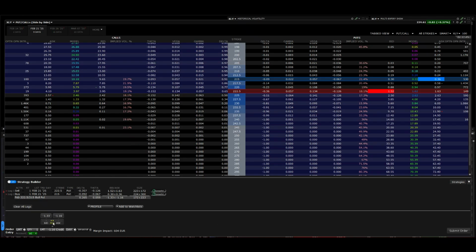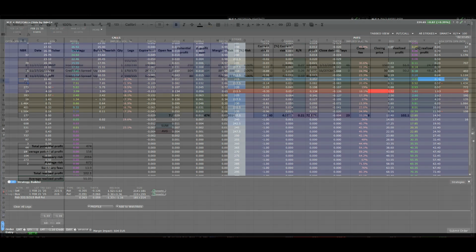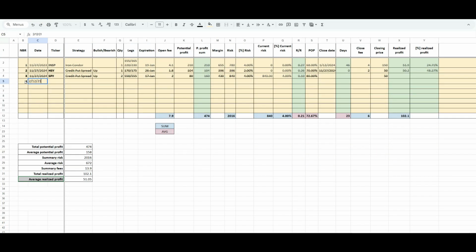Now I double check my limit order, the number of spreads, and the price. Then I click Submit. Once the order is filled, I head over to my trading journal and fill in each field using the data from the platform. Keeping a journal like this will make it much easier to analyze mistakes and make meaningful improvements in your strategy.